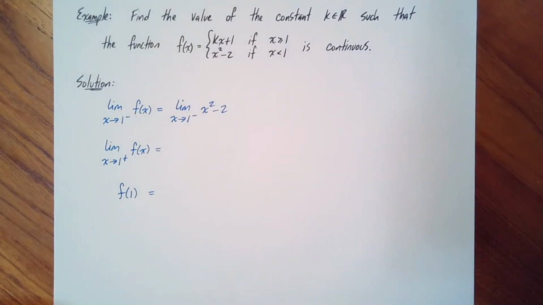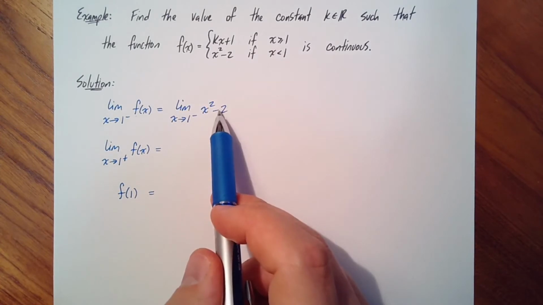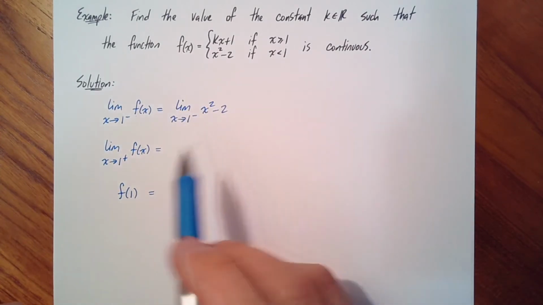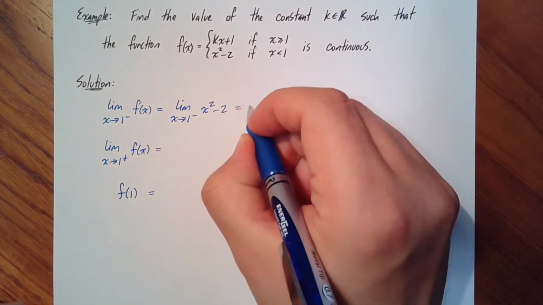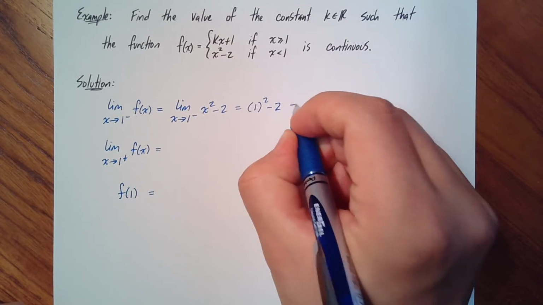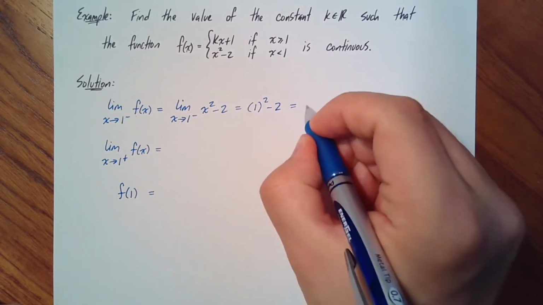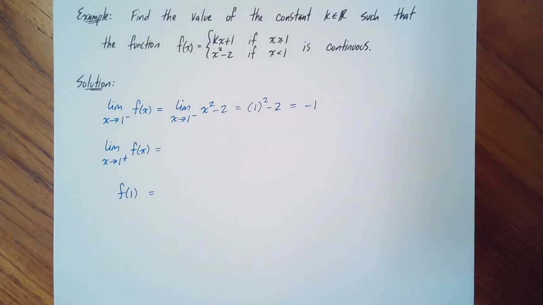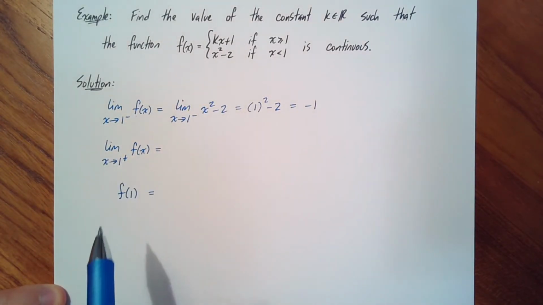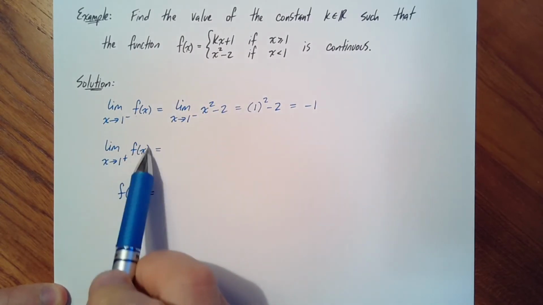Okay, so that's our first step, but now we have the limit of a polynomial. So polynomials are continuous everywhere, so if you want to take a limit, just plug in the value. So you can just plug in 1, and you're going to get 1 squared minus 2. So that's going to be negative 1, right? Okay, so that's our first limit. Now take the limit from the right. Limit as x approaches 1 from the right of f of x. Our first step is going to be to figure out what f is doing.